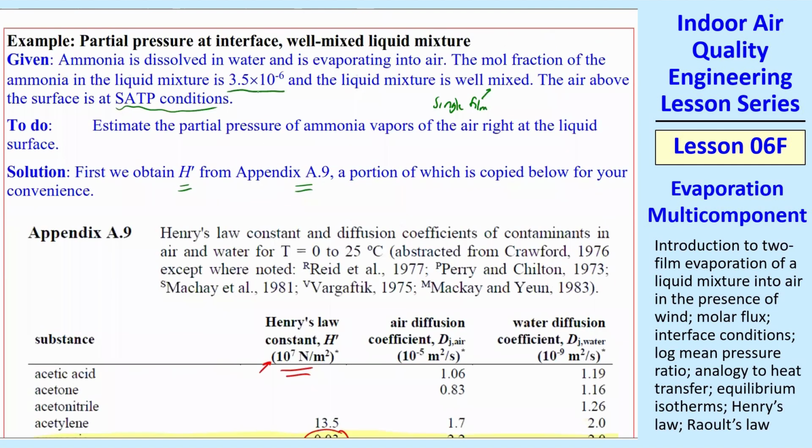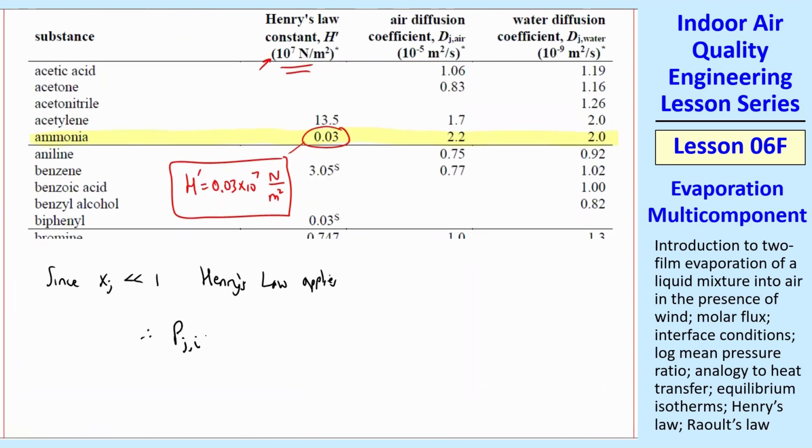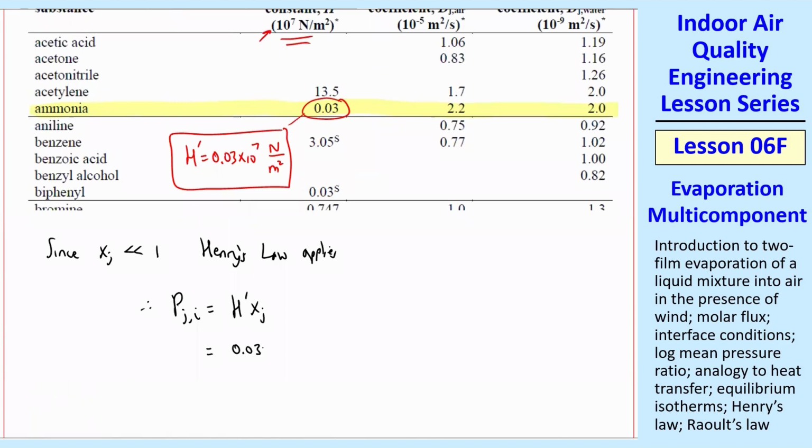Once we have that, we then determine that, as I've already said, this is very small. 3.5 times 10 to the minus 6 is our XJ. And since XJ is very small, no question about that in this case, 10 to the minus 6th, Henry's law applies. And so PJI is equal to H prime XJ, and the rest is just plugging in numbers and watching units, as is always the case. They only give it to 1 digit, but I'll give my answer to 3 digits here just for continuity's sake for what we normally do.